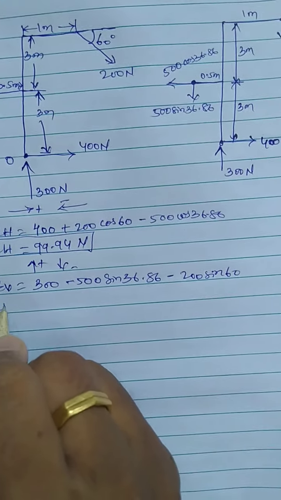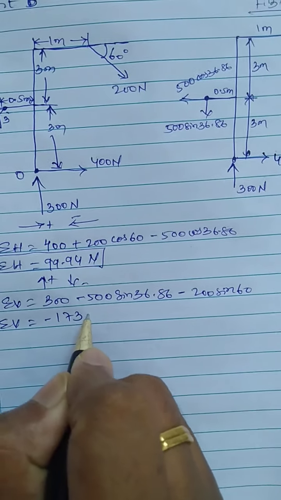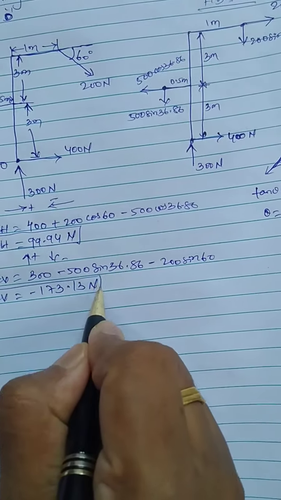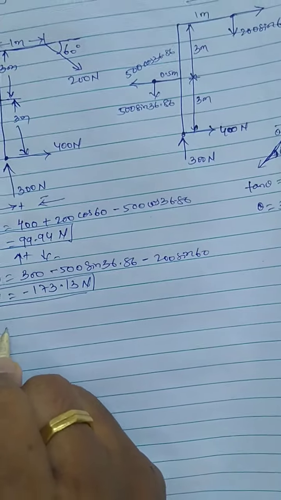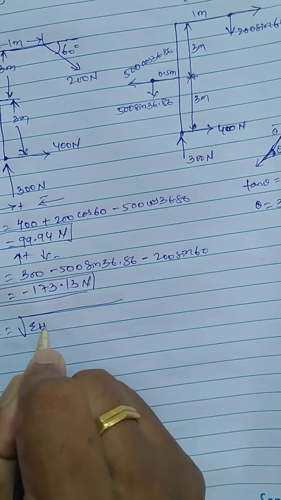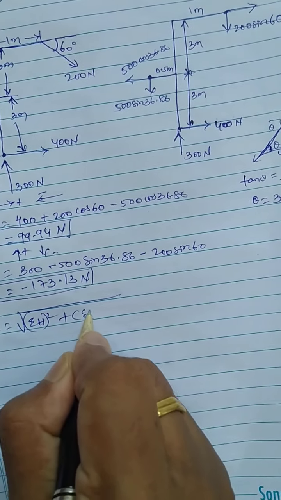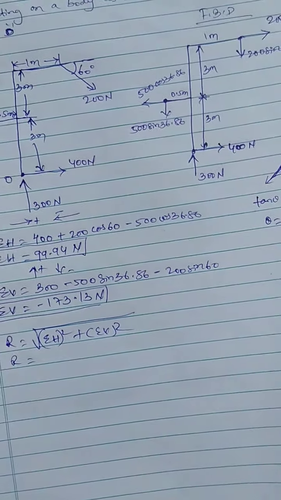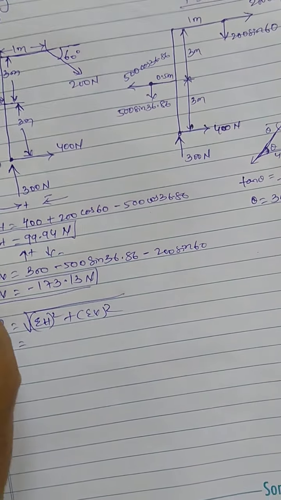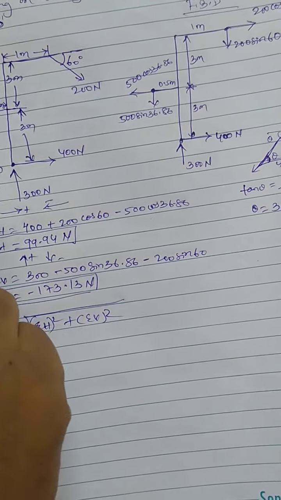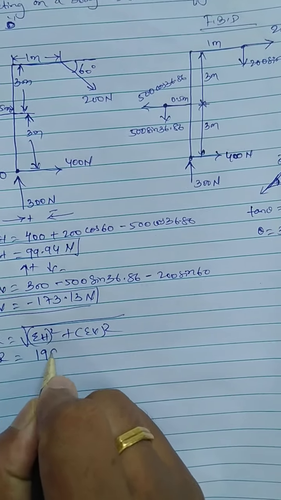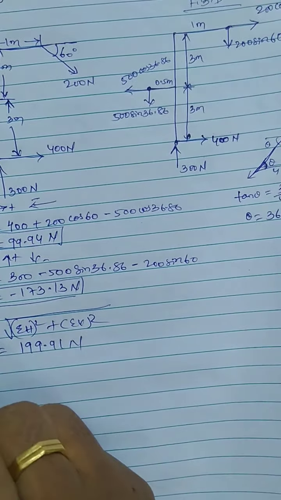It's minus 173.13 Newton. Okay, we got summation of h and summation of v. It is very easy to calculate the resultant. So R is equal to square root of (summation of h) whole square plus (summation of v) whole square. So R is equal to 199.91 Newton. It is the resultant.